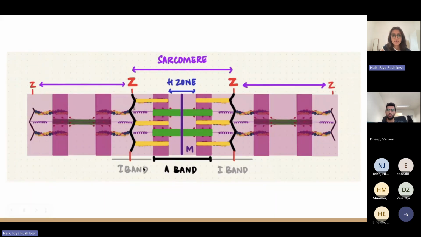Now, the I band is the light band, and the part where only actin is present is called the I band. The entire part where the myosin is present is called the A band, and the A band has two zones. As you can see here, this dark zone is where both actin and myosin are present, so this is the main contractile part of the muscle fiber. But over here, only the myosin is present, and this part is called the H zone.